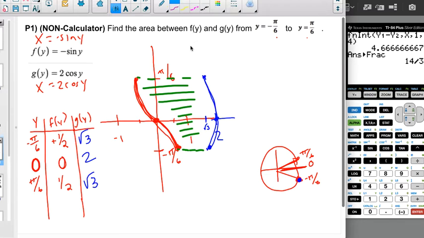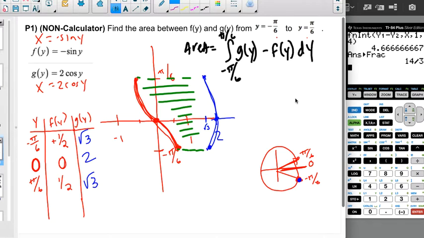So the work we need to show is that the area we're trying to find is the integral from negative pi over 6 to pi over 6 of the blue function, which was g in this case, right? So g of y minus f of y with respect to y. Now, if this is a calculator section, I can just type it in and integrate, but sadly it's not, so we're going to go ahead and do the work to get there.